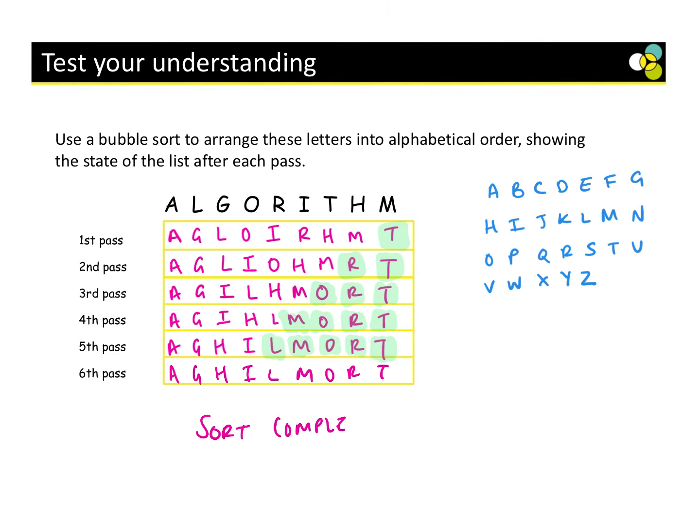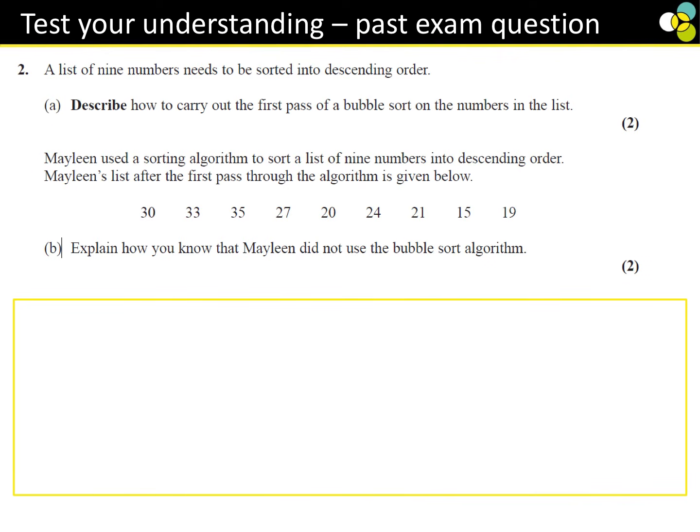And the most important thing to get that last mark, sort complete. Woohoo! Now, sometimes in past exam questions, they don't even want you to do bubble sort. You know what they want you to do? They want you to describe or explain, okay? So we really need to understand what's going on. So, a list of 9 numbers needs to be sorted into descending order. Describe how to carry out the first pass of bubble sort on the numbers in the list. So you've got to describe how to do it, and you've got 2 marks, okay?